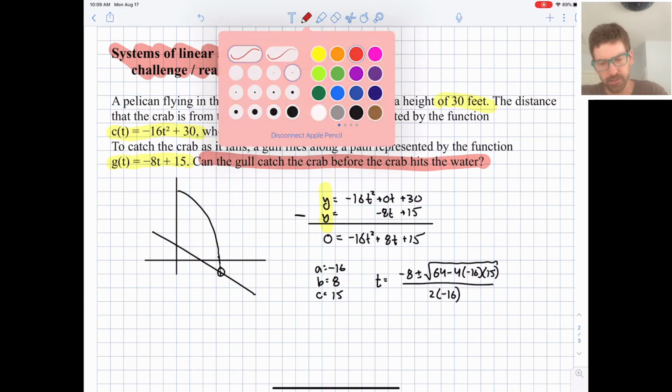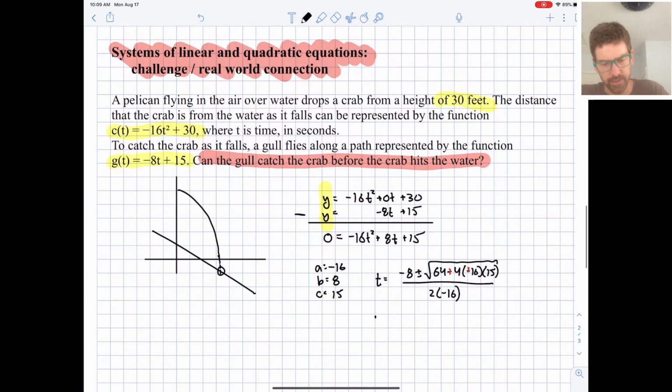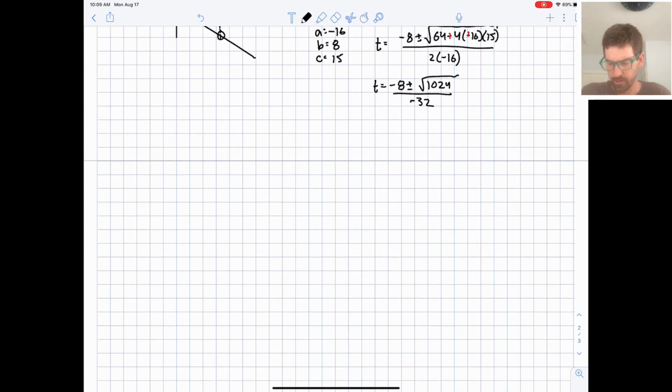All right, we can get rid of these negatives right here. Those turn into positives. So we have t equals negative 8 plus or minus the square root of 64 plus 4 times 16 times 15. That gives the square root of 1024, and that's a perfect square, so that's going to be nice and friendly, all over negative 32. Okay, so the square root of 1024 is 32, so we're going to have some nice simplifying to do. Negative 8 plus or minus 32 all over 32.